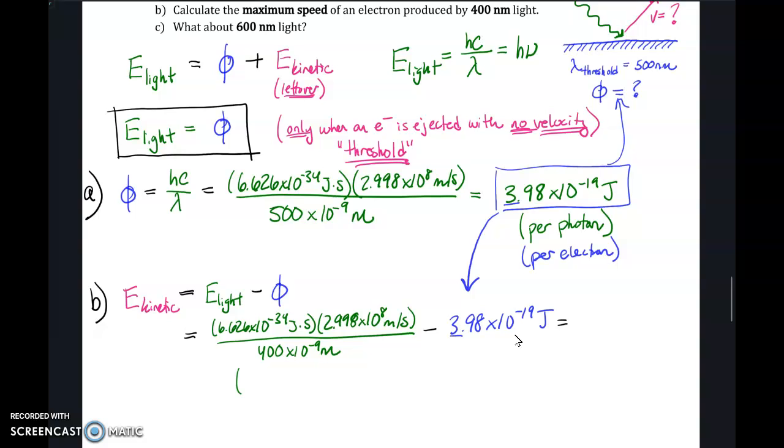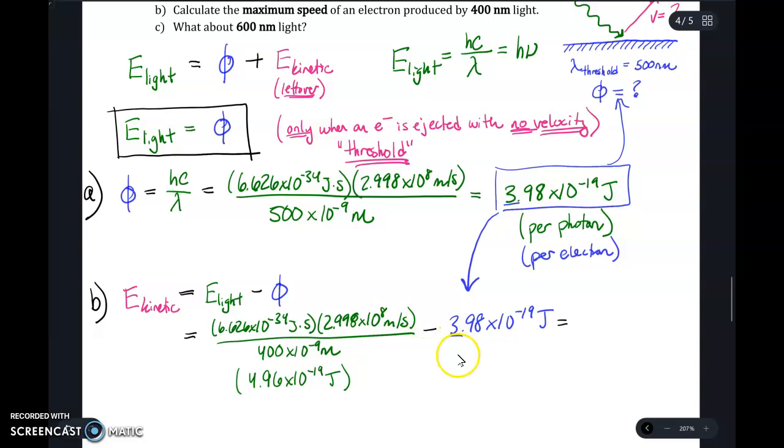So I'm just typing this into my calculator. All right, so this energy of this 400 nanometer light, the photons are going to have 4.96 times 10 to the negative 19th joules per photon, right? So that's basically what you get out of this equation. When you type that into your calculator, you'll get this value. So we can see right off the bat here, this number is greater than the work function. So our photons coming in have plenty of energy available to eject the electron and then have some left over.